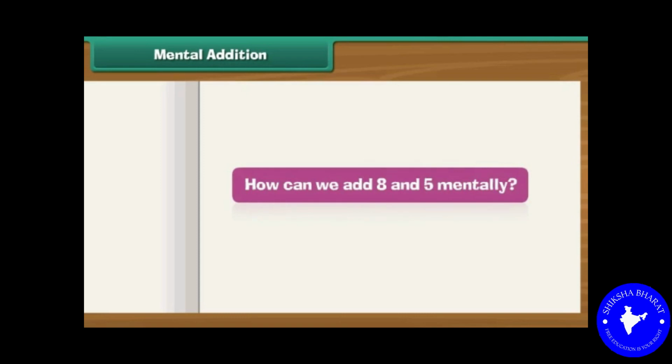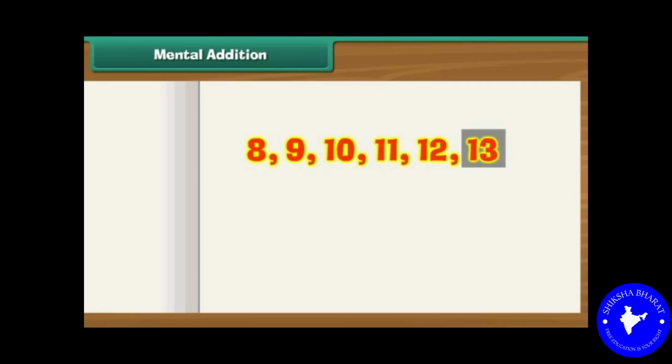You just saw how important mental arithmetic is. Mental addition. How can we add 8 and 5 mentally? Simple. We count ahead of 8. 9, 10, 11, 12, 13. 13 is the answer. But what if we want to add 14 and 16? This technique will not work.